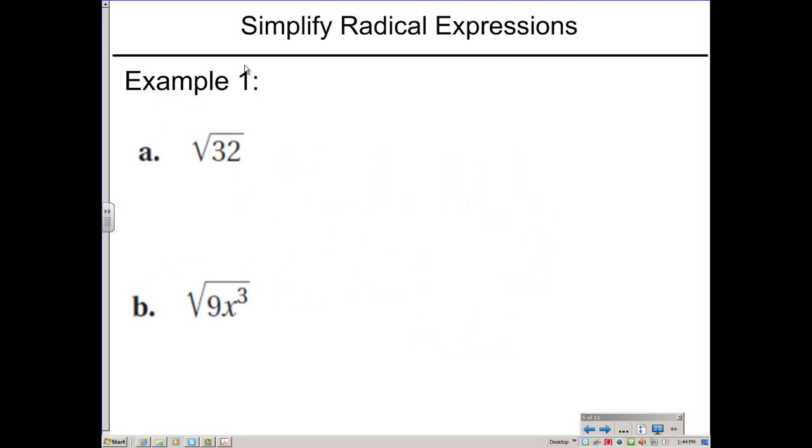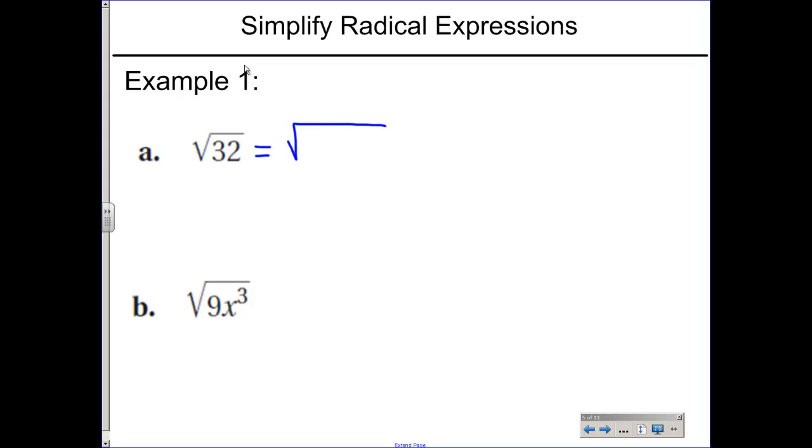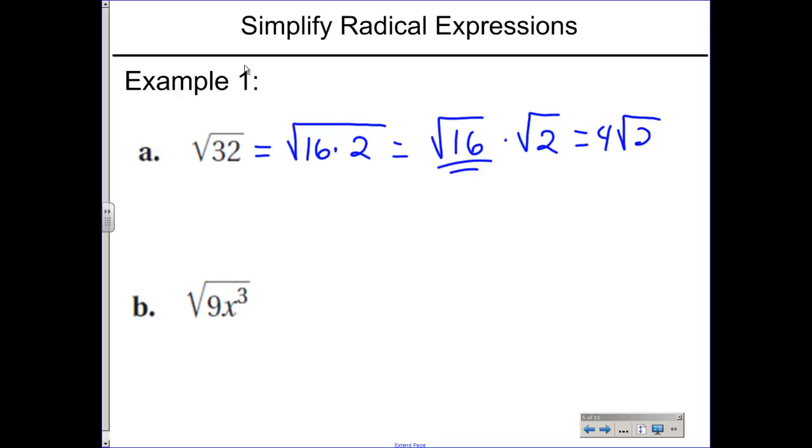Example 1a, simplifying radical expressions. What we need to do is look at that square root of 32 and think of what factors of 32 are perfect squares. So I can call this the same thing as the square root of 16 times 2, which in turn means I can call it the square root of 16 times the square root of 2. And the reason I'm going to call it that is because this right here is a perfect square. Well, the square root of 16 is 4, and then I still have a times the square root of 2 left over. So this right here is the simplified form of the square root of 32.